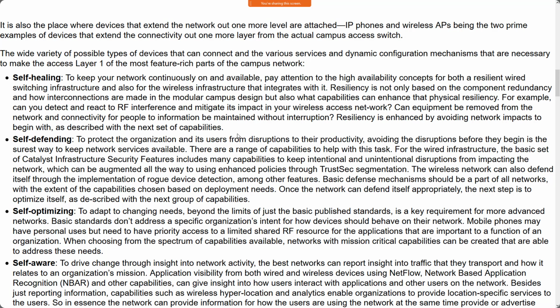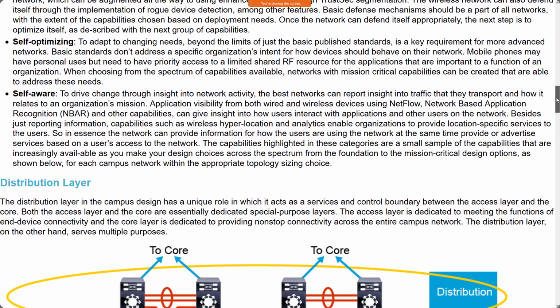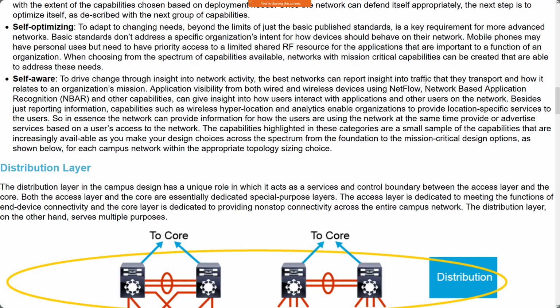Self-optimizing, right? They mention this specifically with wireless a lot. We call that radio resource management. Maybe there's some interference occurring in the network, and the wireless LAN controller can then go out and reprogram the access points to change frequency, change the channel, change their effective power output, etc. And we call that RRM, radio resource management.